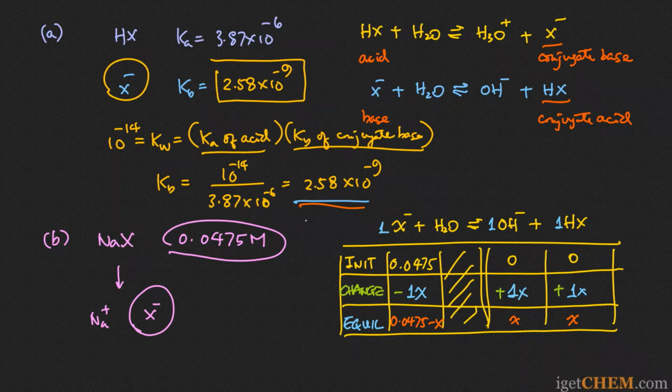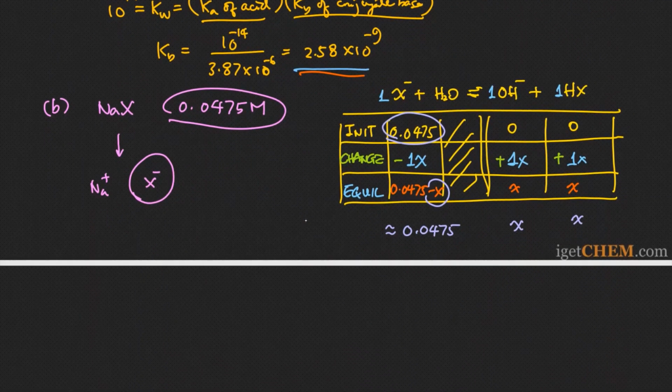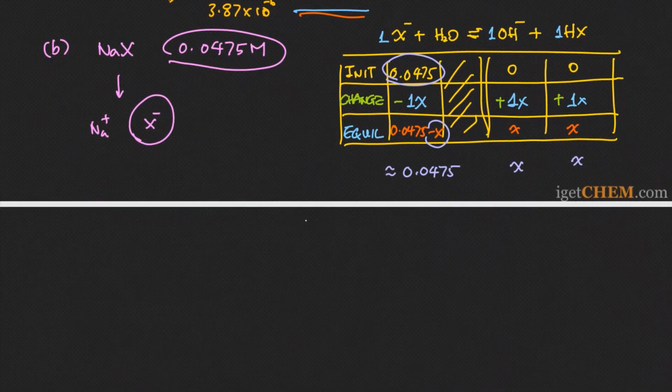So the natural thing is to make the assumption that x is very small compared to the initial amount of X minus concentration. And so when the system actually reaches equilibrium, this is simply 0.075 approximately, because the change x is small. But on the product side, we have x and x. So now we can put those into the equilibrium expression.